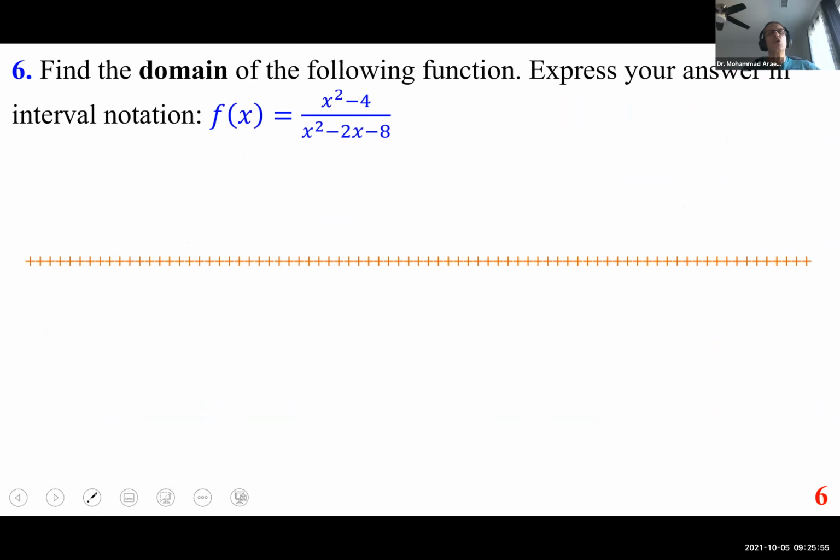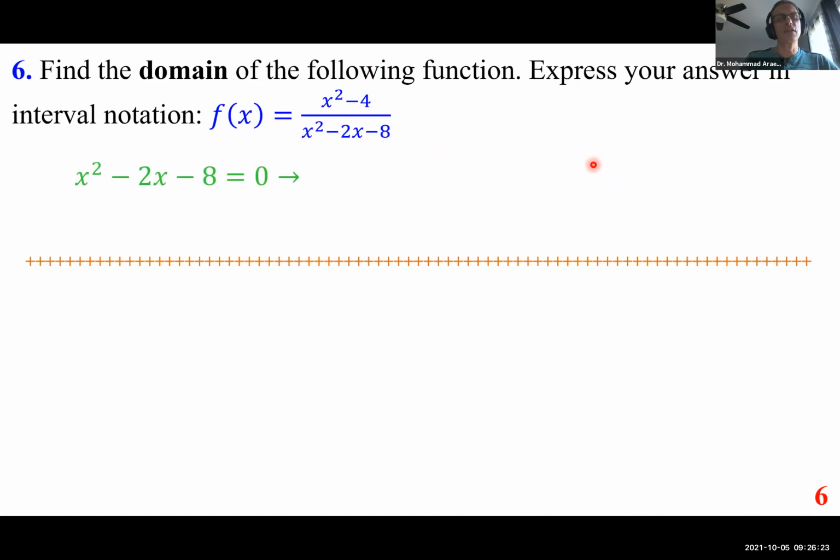We want to find the domain of this function, and we want to express it in interval notation. Anytime we have a rational function, the domain is anything that doesn't make the denominator 0. So you set the denominator equal to 0 and you exclude it. So let's do that.